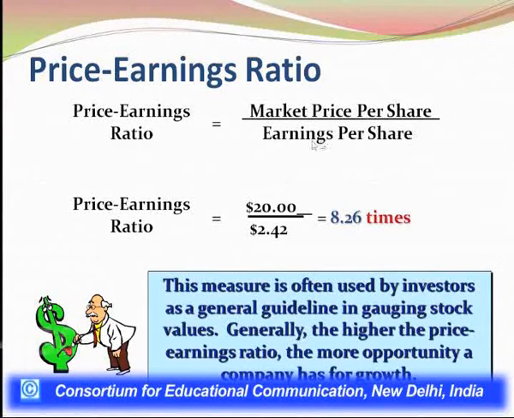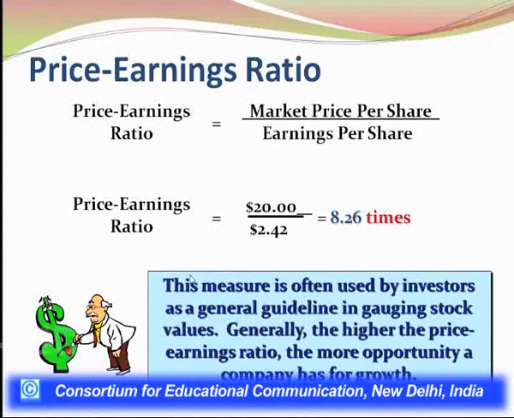So EPS, which we calculated on the previous slide, becomes the denominator here, right? So divide the market price by the value of earning per share, that gives you the ratio in times, not in pure form, so it is showing you 8.26. So it means the market price of the company's share is 8.26 times higher than the earnings made per share, right? I hope you could get that well.